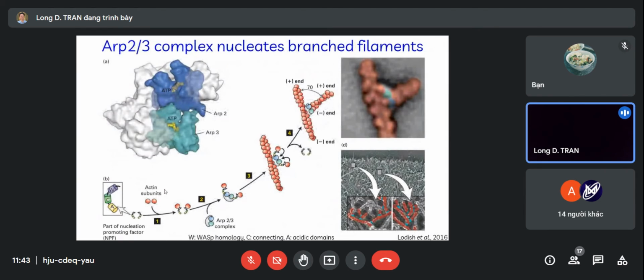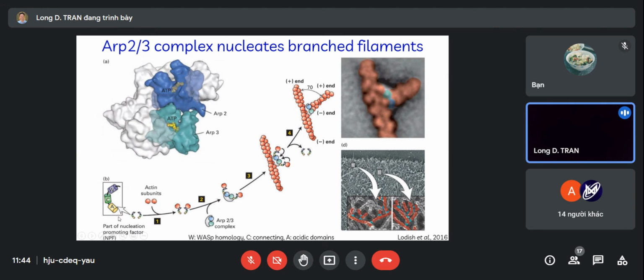The other protein important for actin polymerization is the ARP2/3 complex. It includes actin-related protein 2 and actin-related protein 3. They have a 3D structure very similar to actin. And there are some other accessory proteins. So the ARP2/3 complex actually works at the nucleus for actin formation.